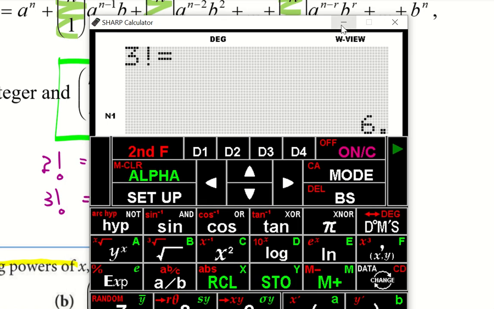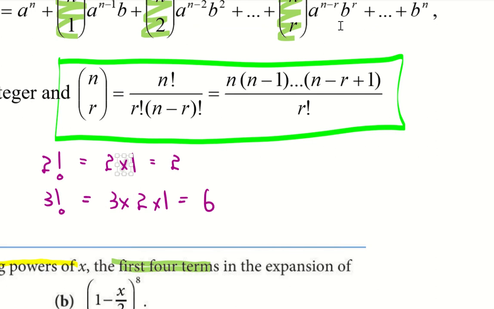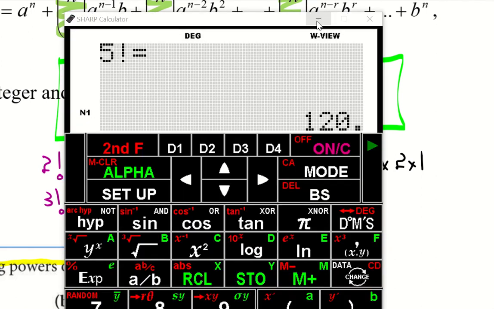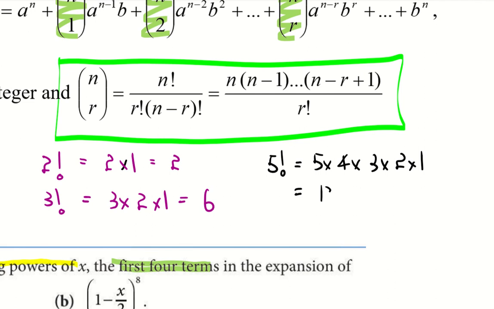But what exactly is 3 factorial? As indicated here, it has the same meaning as 3 times 2 times 1. That means you have to multiply by a number smaller than itself all the way to number 1. Alright, that is what factorial means. So what is the meaning of 5 factorial? 5 times 4 times 3 times 2 times 1. Same thing, let us press the calculator. When I press the calculator for 5 factorial, I'll get 120.